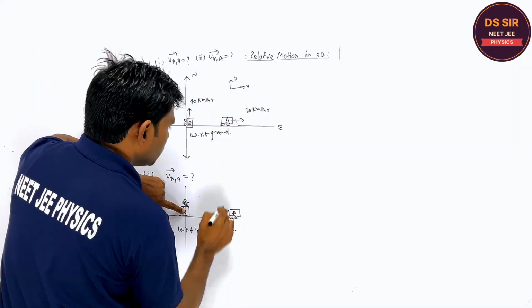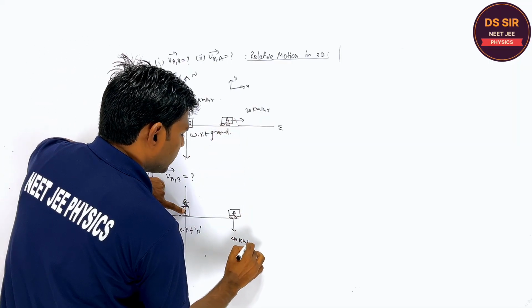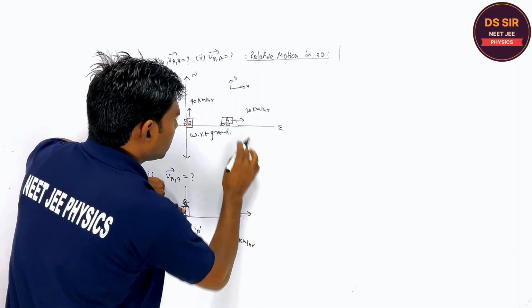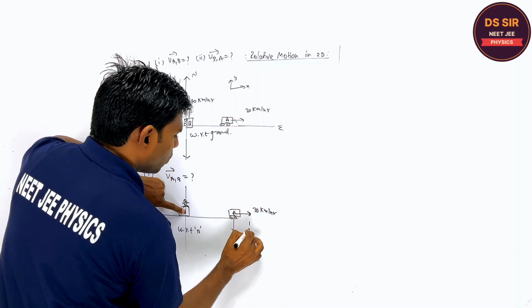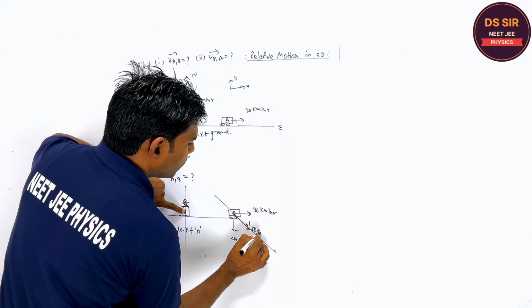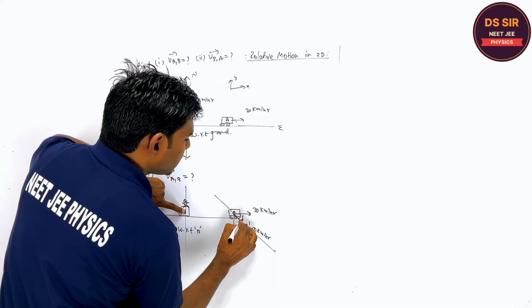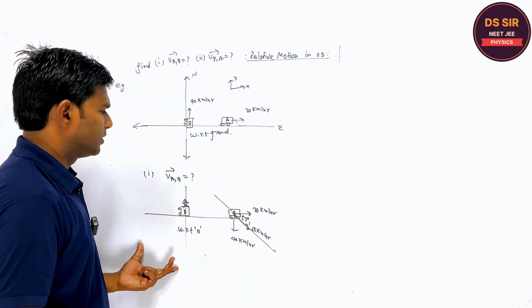That's it. So this is the 40 kilometer per hour, and this 30 is as it is. It is moving with that. So what is the relative velocity of A with respect to B? It is 50 kilometer per hour. And what is this angle? 53 degree. You can get the answer easily.